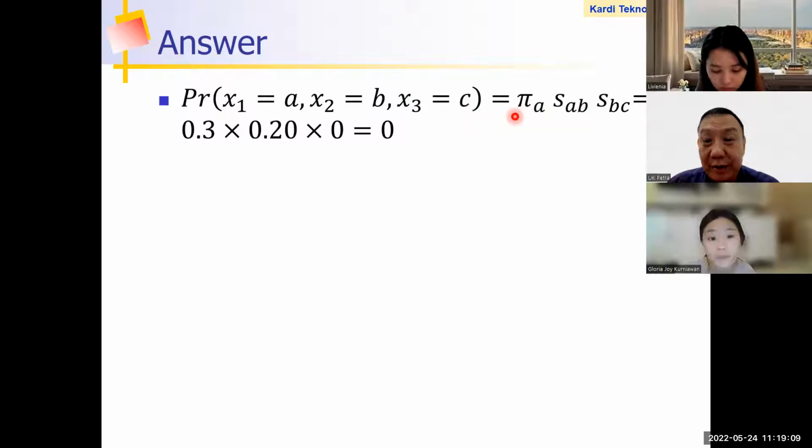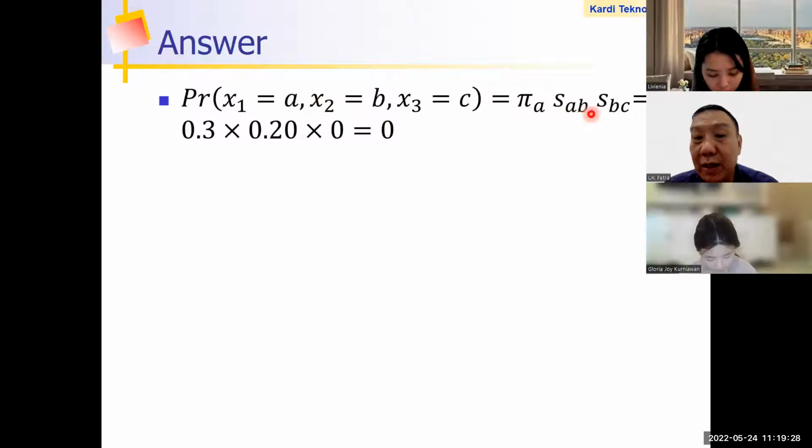If you want to know the path probability, the first one, you put it as VA, because the first one is A, right? So you put it as VA. And then the next one, 1 to 2 is AB, so AB. And then 2 to 3 is BC, so this one also BC. Easier to compute with this.